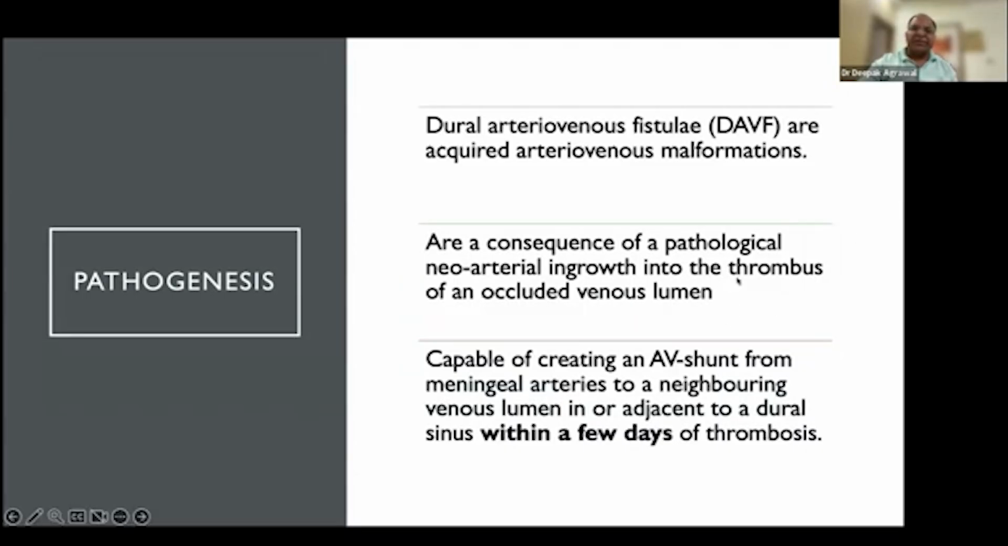And because of the ingrowth of meningeal vessels inside the dura, they lead to an AV shunt within days of the thrombus formation. So we are not talking about weeks or months. We are talking about days after venous thrombosis of a dural AV fistula.